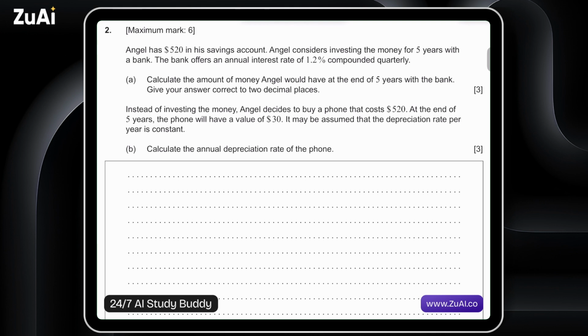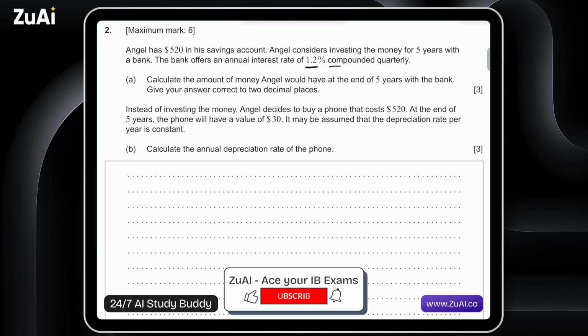Angel has $520 in his savings account. Angel considers investing the money for 5 years with a bank. The bank offers an annual interest rate of 1.2% and it's compounded quarterly. Quarterly means 4 times per year.